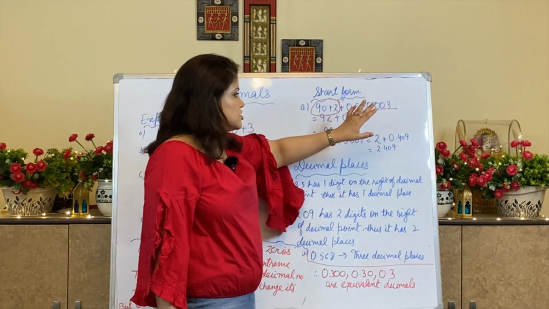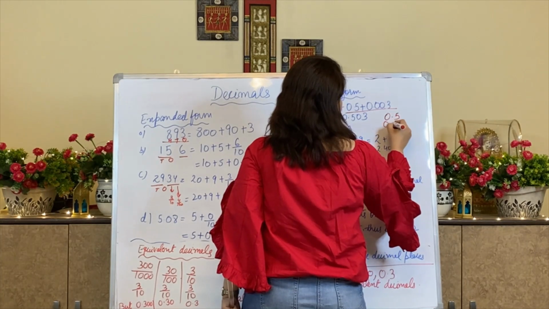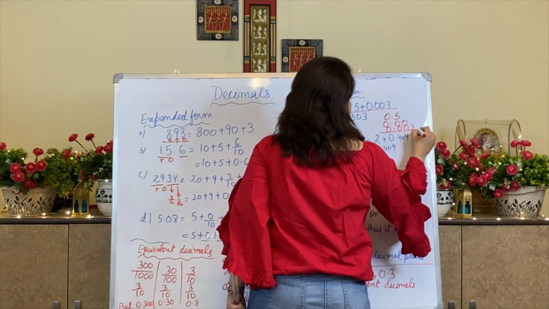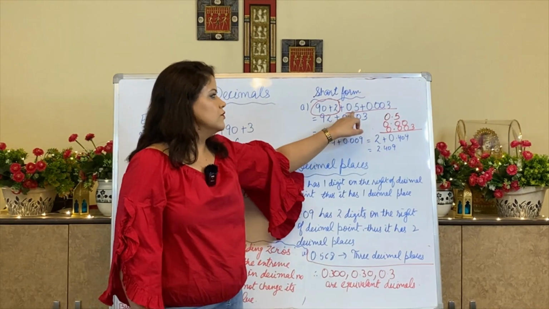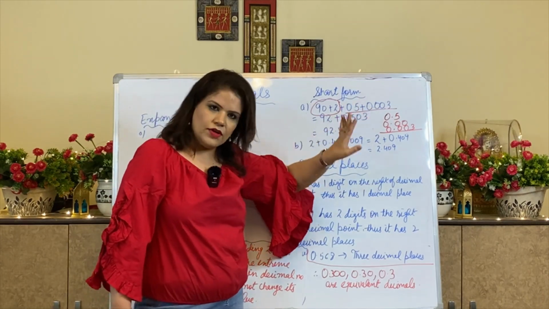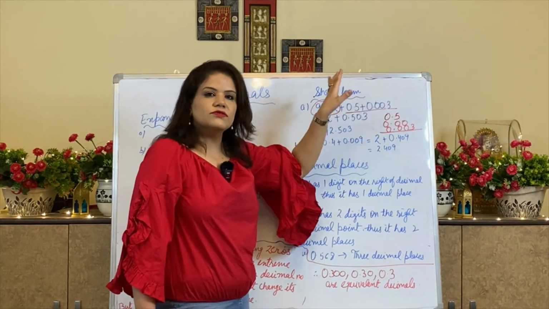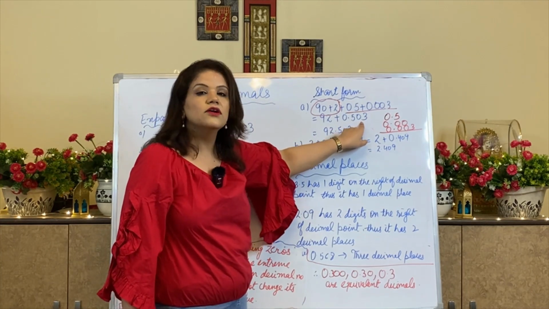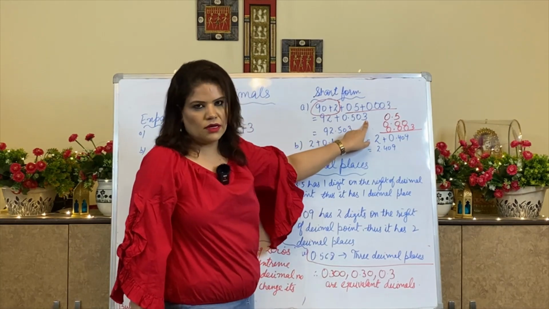Is it clear? So that's why we have written, since we have 0.5, 0.00, 0.003. So when you add this, what will you get? 0.5, 5 is at the 1/10 place, so it will come at the 1/10 place. We don't have any 100ths number, so we will write 0. 3 is at the 1000th place, so we will write it at the 1/1000 place. This is the 1/10 place, this is the 100th place, this is the 1000th place.